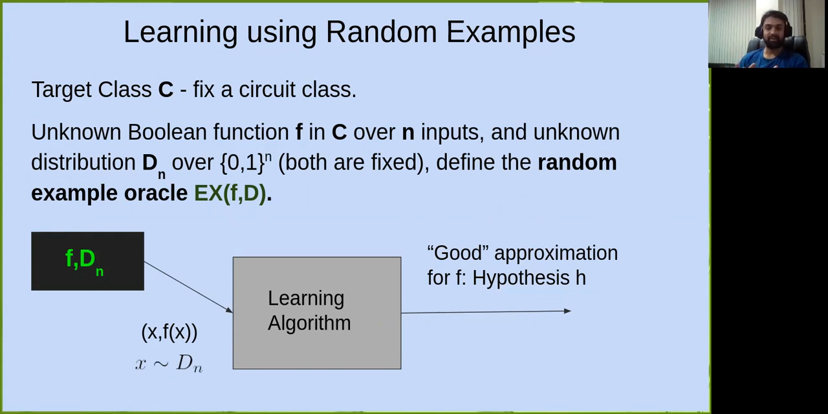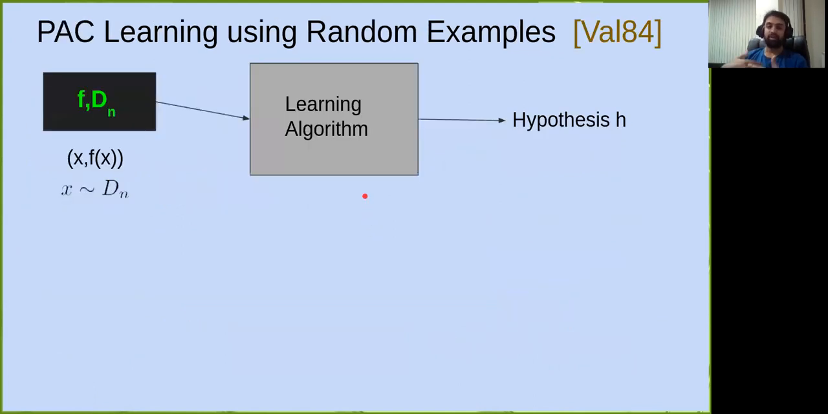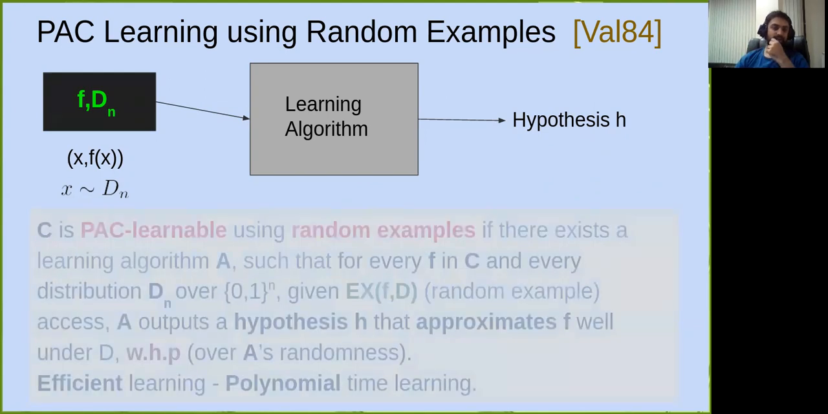Given this, the algorithm is supposed to output a good prediction for f on the data points with respect to this distribution D. In other words, the learning algorithm is supposed to output a good hypothesis, which is a good approximation for f. A good approximation means that the probability that the hypothesis agrees with f on any input x drawn according to the distribution D is at least 2/3. We call this a random example oracle, which supplies a randomly chosen input from D and its label according to f.